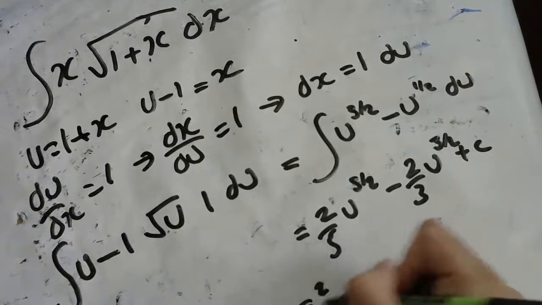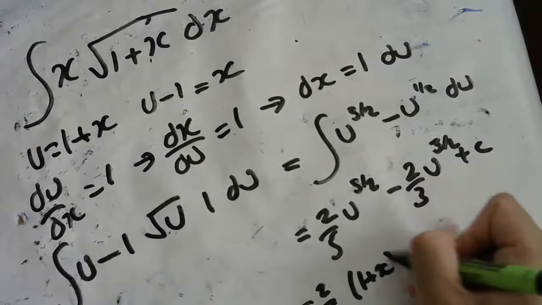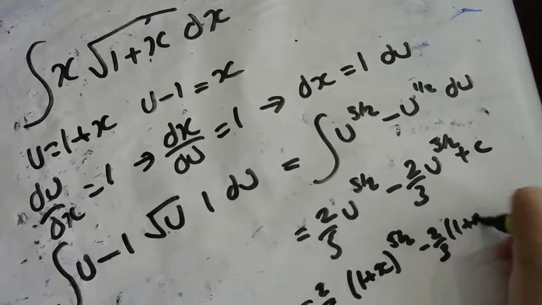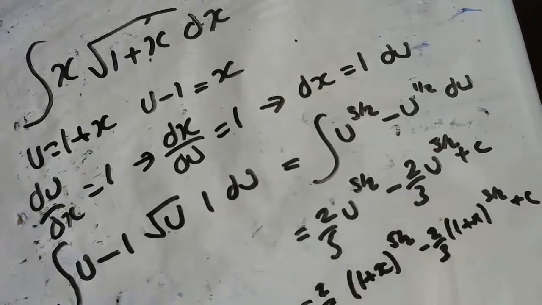But the final answer will be 2/5 (1 plus x) to the 5/2 minus 2/3 (1 plus x) to the 3/2 plus c. So you do need to substitute the x back in. I know some of that's been clicked off, but you see how that works, right? Hopefully that's not particularly difficult for anyone.